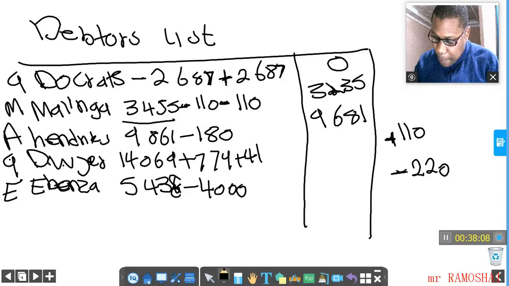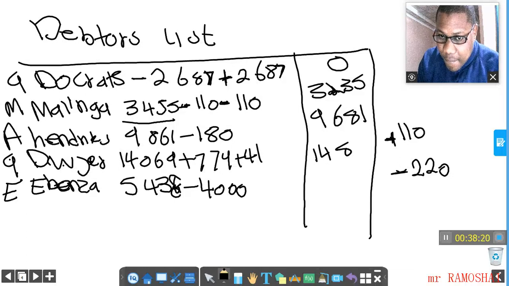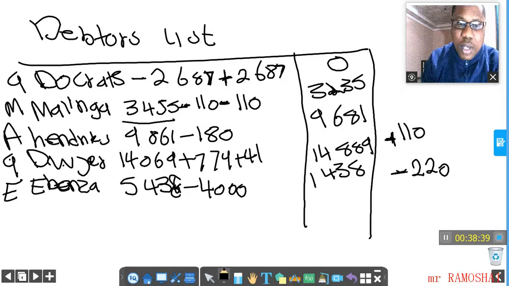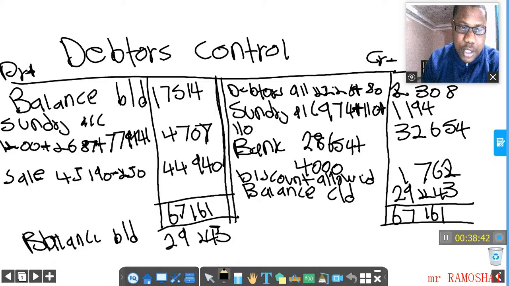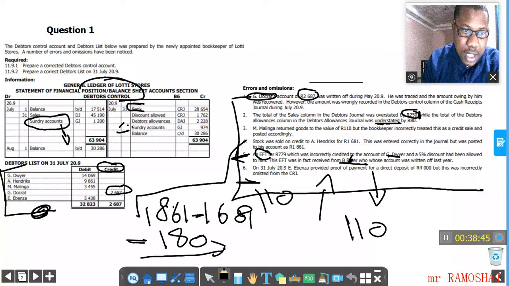Then it is 14,069 plus 779 plus 41, which equals 14,889. Then let's go to E Benza. It is 5,438, right, minus 4,000, which equals 1,438. Now let's check if there is someone who did not have any errors and omissions. If we check, we have G Dewa, Hendrix, Malinga, Docrats, and Ebenza, so everyone is covered, right?